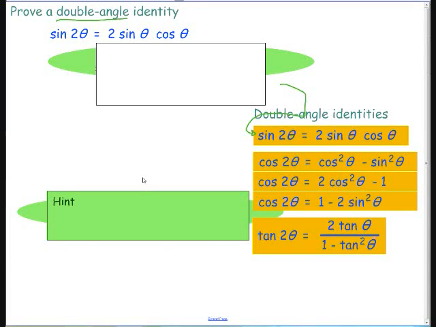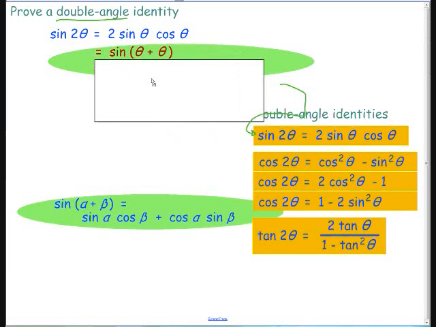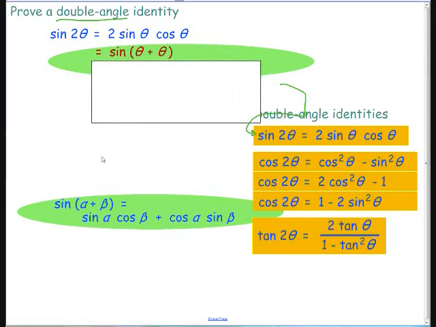Is there anything we already know that we could use for this? So we're going to work with this side. And instead of having alpha and beta, two different angles, we're just going to say theta and theta. So what if they're identical to one another? It still should follow this rule, right?